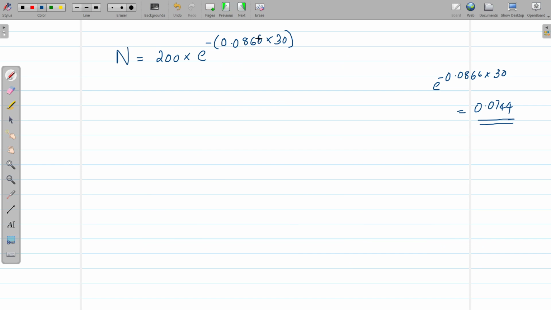So calculating this value, you can use the calculator to find the value of exponential minus 0.0866 into 30. Its value is obtained like this, 0.0744. Now multiply it with 200. 0.0744 into 200 is equal to 14.88. What will be the unit? Since the unit of N0 is gram, the unit of N will also be in gram. So after 30 days, 14.88 grams will be left over.